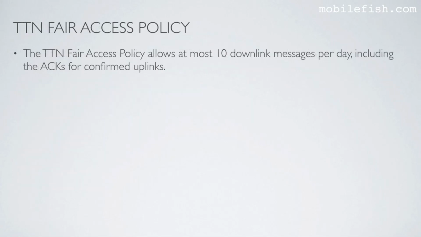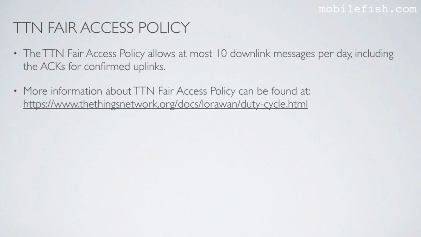The Things Network Fair Access Policy allows at most 10 downlink messages per day, including the acknowledgement for confirmed uplinks. More information about the Things Network Fair Access Policy can be found at this location.